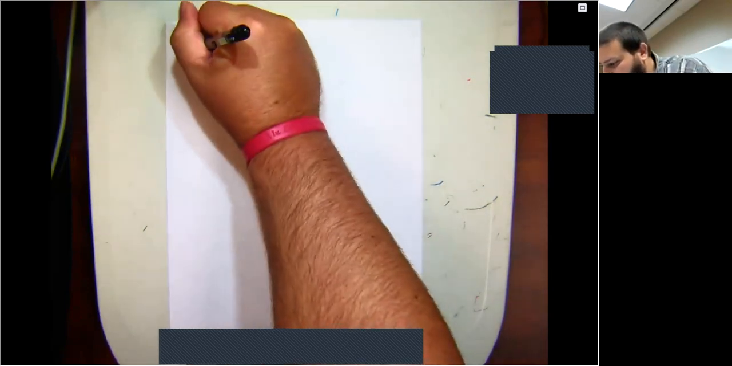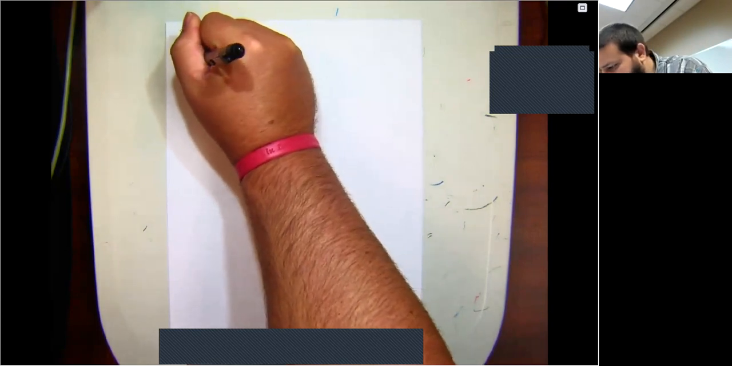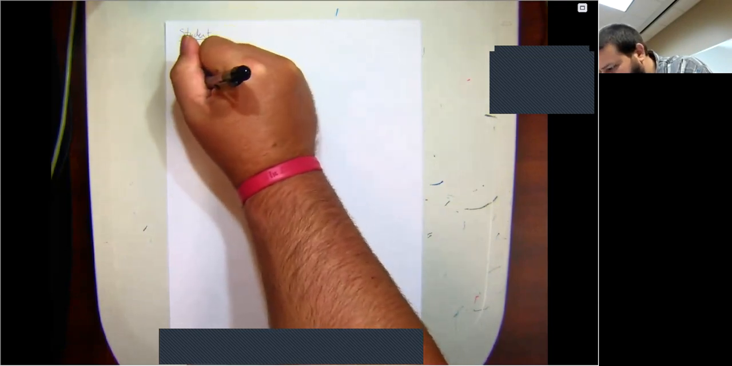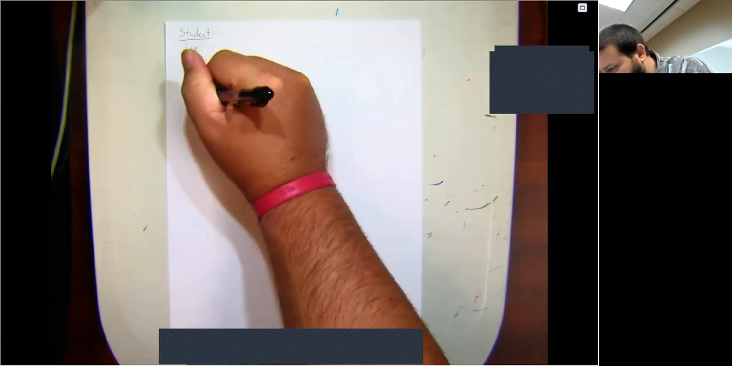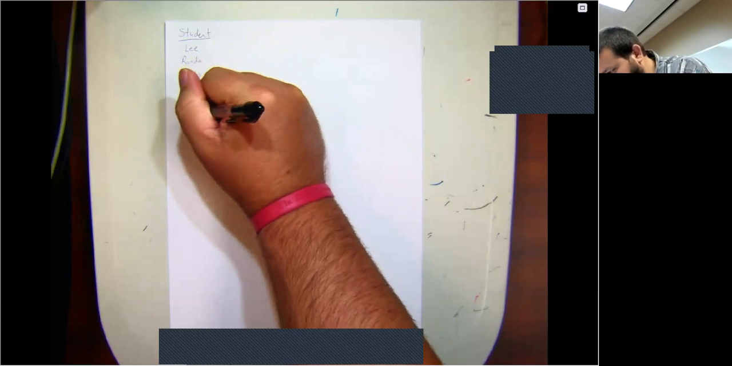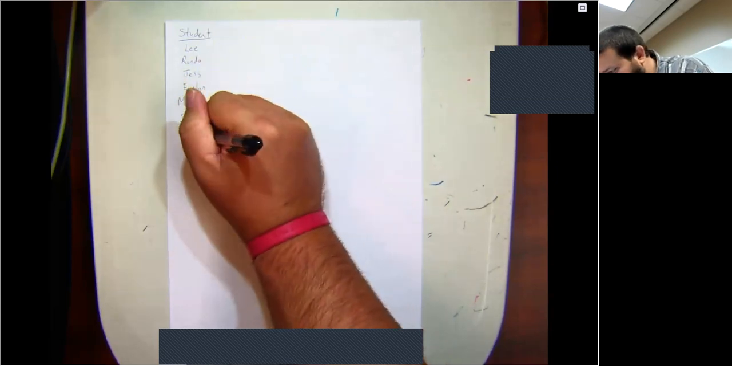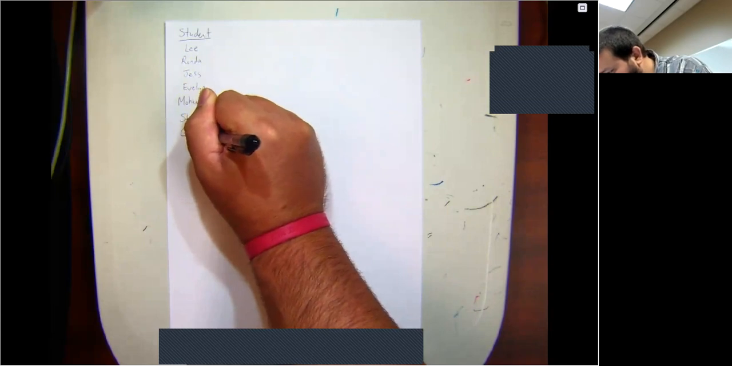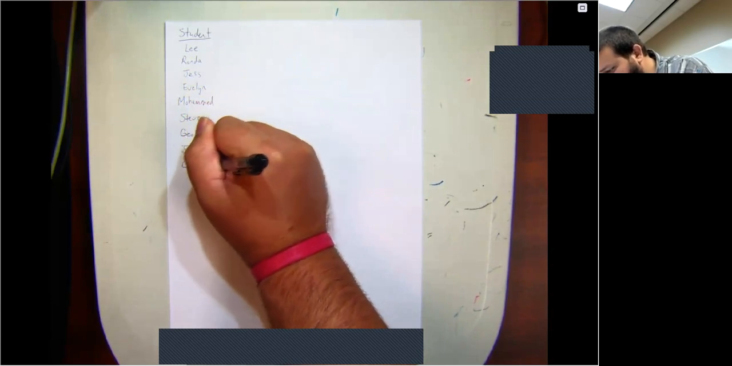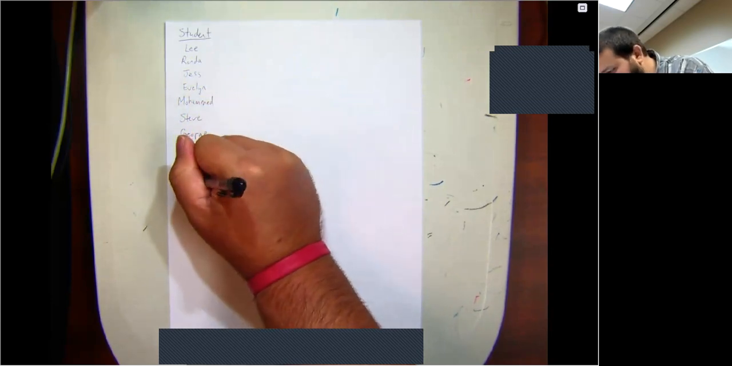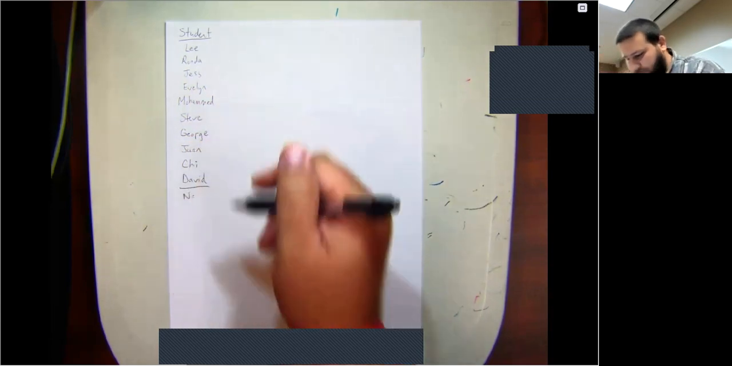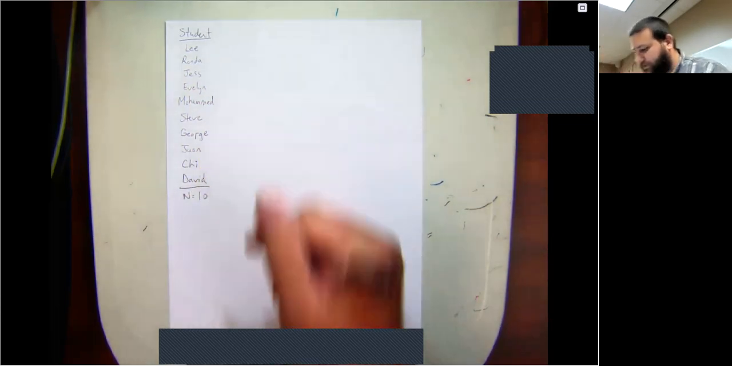And so they have Lee and Rhonda and Jess and Evelyn and Mohammed and Steve and George and Juan and Chi and David. Okay, so if we count up how many people, we should get back to those 10. They're all juniors, 10 juniors.